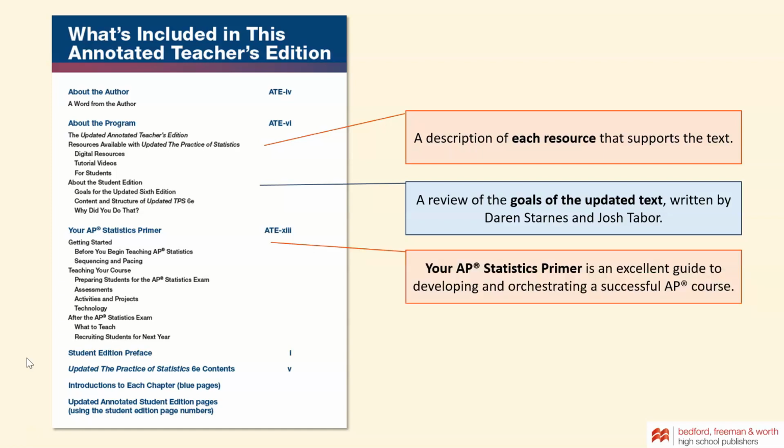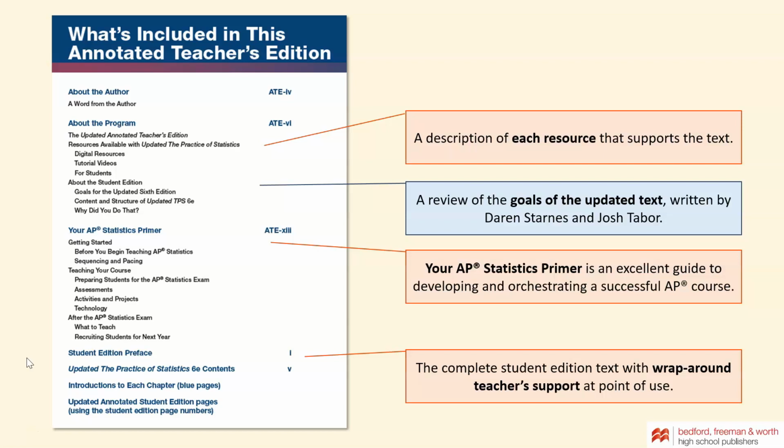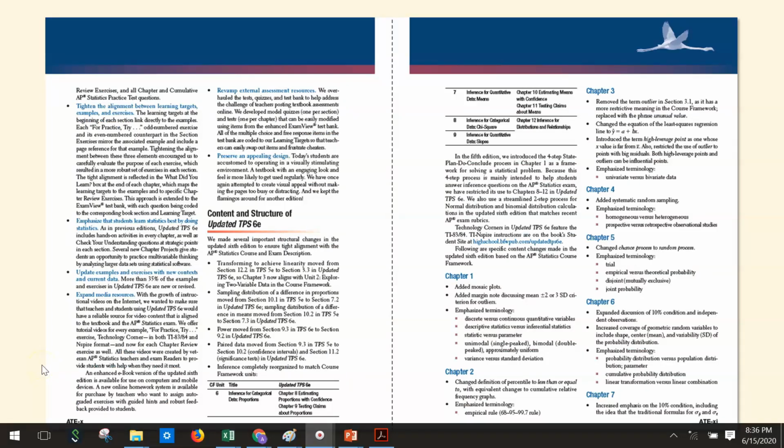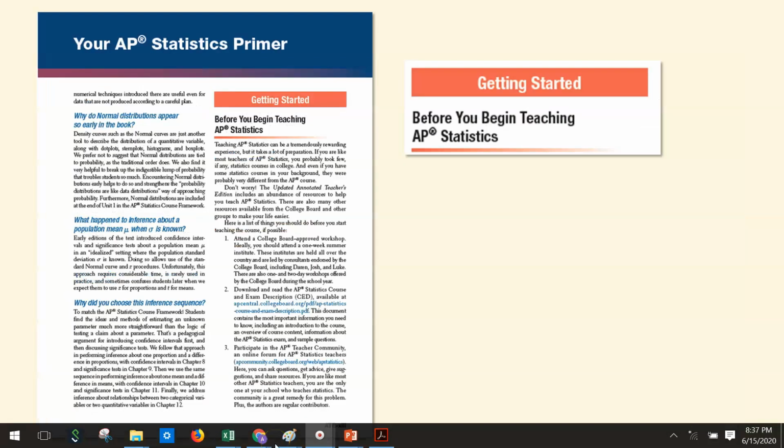an AP Statistics primer, which is an excellent guide to developing and orchestrating a successful AP course, and the complete Student Edition text with wraparound teacher support at point of use. Now, if you have used an edition of TPS in the past, this chapter-by-chapter review of what has changed will be extremely helpful. We also encourage you to read through your AP Statistics primer, particularly if you are new to teaching AP Statistics, as it offers comprehensive advice on what to do before you begin, including sequencing and pacing.